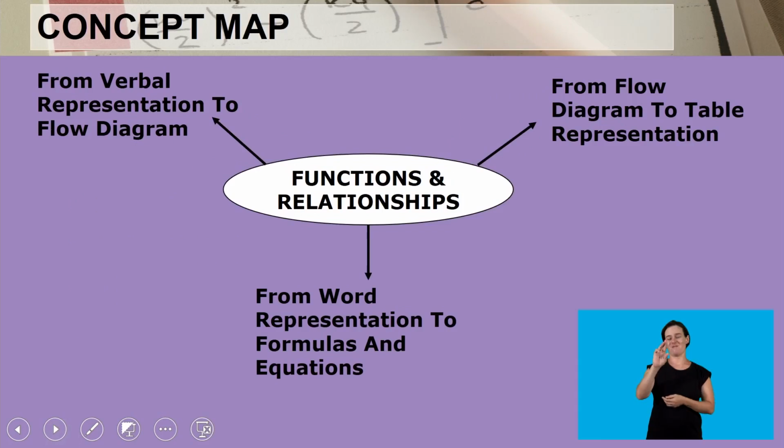So let's look at our concept map today. Our focus is functions and relationships. We are going to move from verbal representation to flow diagrams. That's going to be our first concept. Then we are going to go from the flow diagrams to table representations. And then lastly, we are going to look at going from the word representations to the formulas and equations. So that's what we are going to be focusing on in today's lesson.